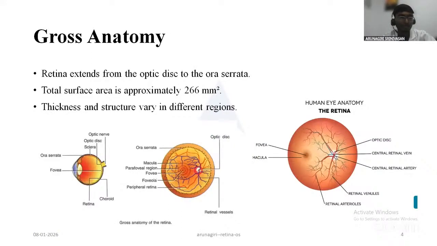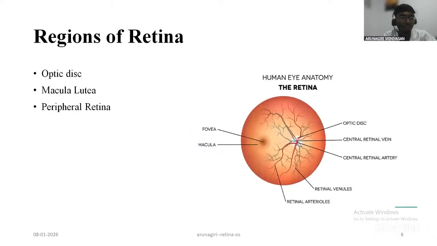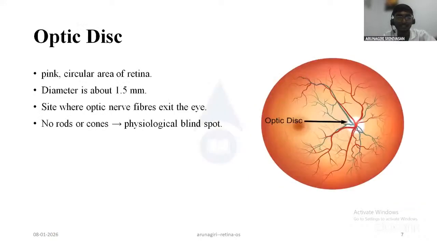Gross anatomy of retina. Retina extends from the optic disc to the ora serrata. Its total surface is approximately 266 millimeter square. Thickness and structure vary in different regions. Now, retina color. It appears purplish red due to the rhodopsin. After death, retina becomes opaque and whitish. Regions of retina: optic disc, macula lutea, peripheral retina.